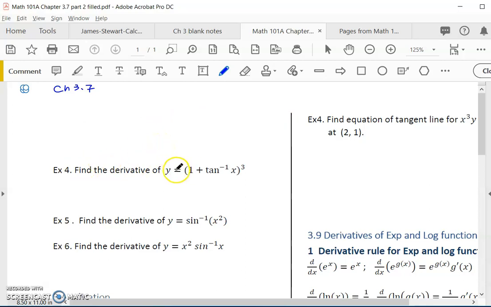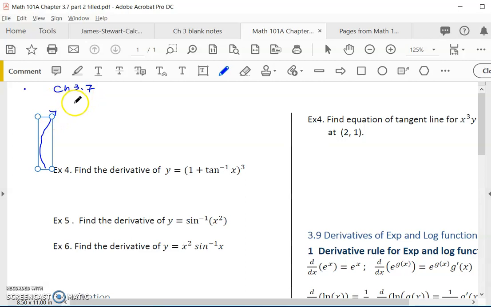So this is y equal to 1 plus arctangent x, cubed. And I want to find the derivative of this. Did you notice that this is an inside-outside function? It is a composite function that requires the chain rule, although the arctangent is inside. So what we should do is look at this whole thing as the inside function, and the cube is the outside, and take the derivative of it. So I'm going to do the steps here.